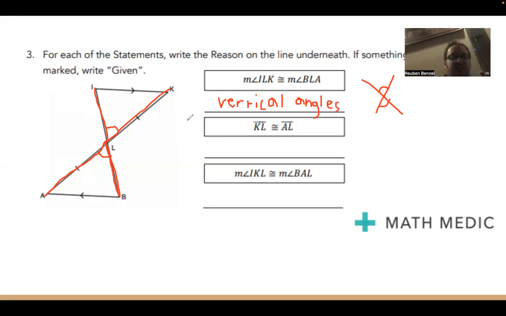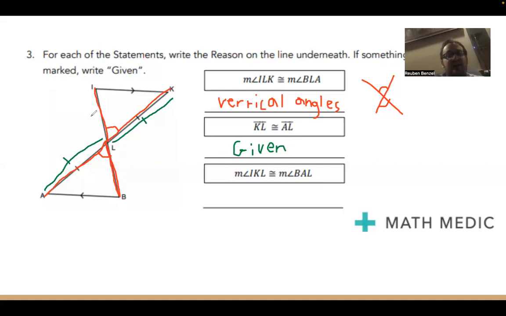All right, next we have KL and AL. I'm going to use green for that. AL goes from here to here, and it's marked in with a congruent marking, and KL is also just like that too. But if it's already marked in the diagram, we write given. This introduces us to a proof.